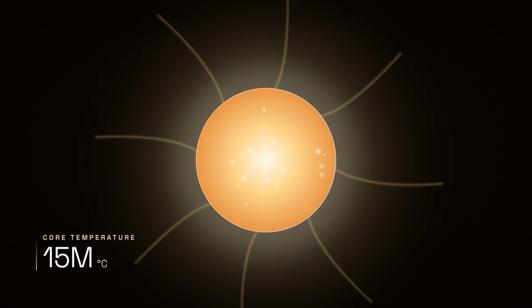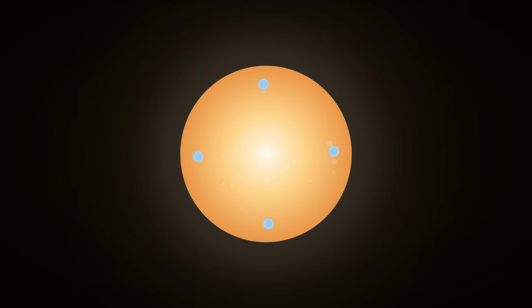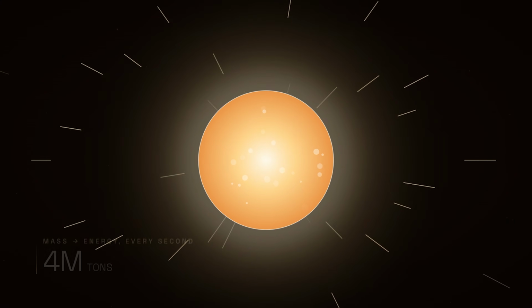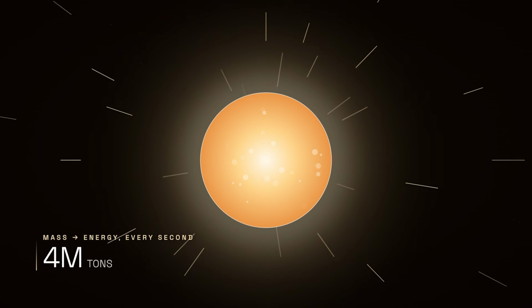This is the only place in the Sun where nuclear fusion occurs, because it is the only region where pressure and temperature are high enough to force hydrogen nuclei together into helium. Every joule of energy the Sun radiates originates here. The process converts 4 million tons of mass into pure energy every second.